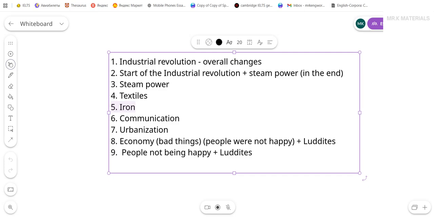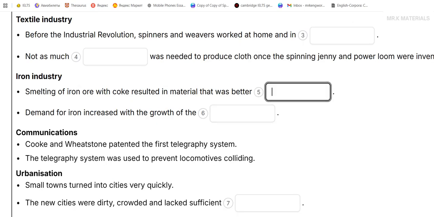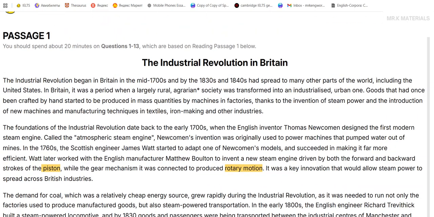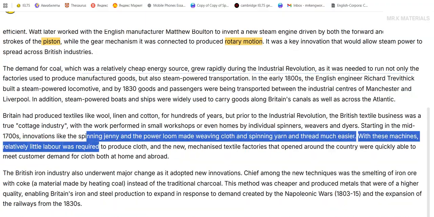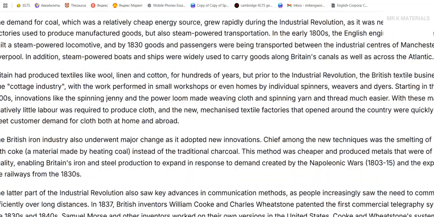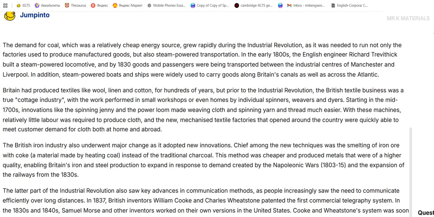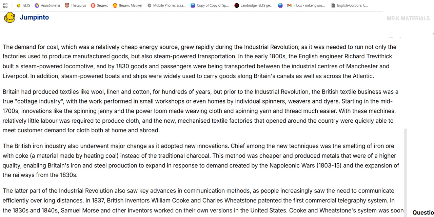I know it's paragraph 5. I will scan for two things: a positive adjective, the result of this, and a noun here that grew and affected demand. Okay, paragraph 5. One, two, three, 4, 5. Okay, it's very small here. Okay. Now let's search for the good thing, the adjective.